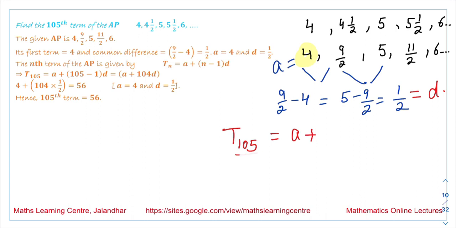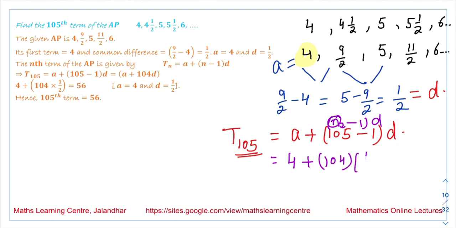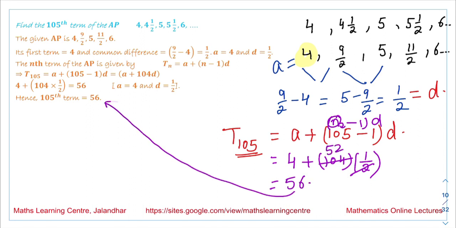So it is A plus, in place of n we write 105 minus 1, into D. The formula is A plus (n minus 1) D. In place of n we write 105. So A is 4, this is 104, D is 1 by 2. On cancelling these two values we get 52. So the answer we get is 56. So the 105th term of this AP is 56.